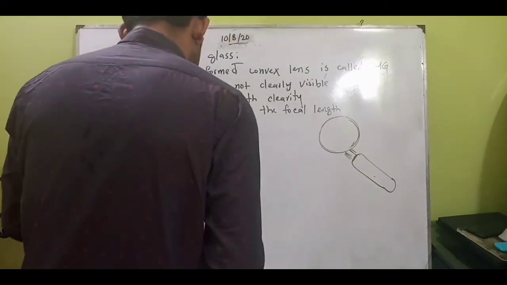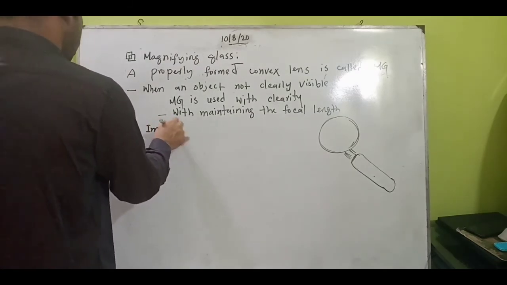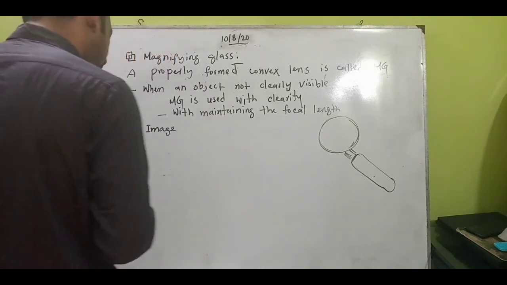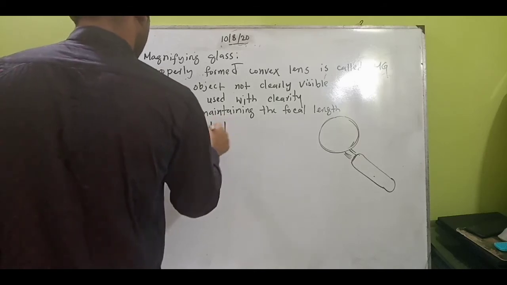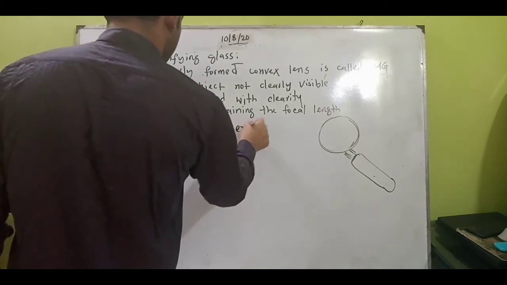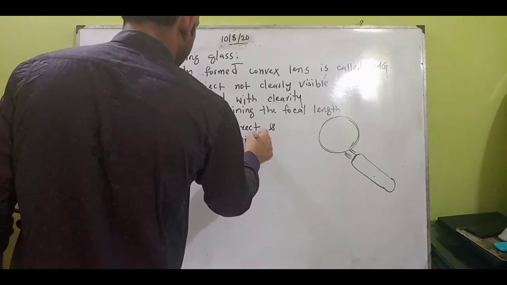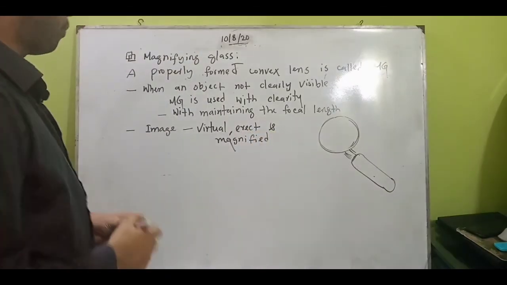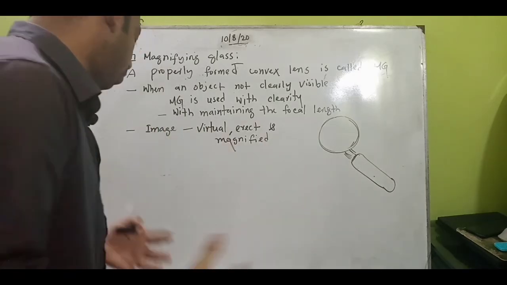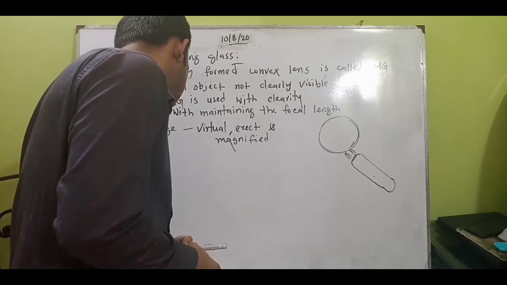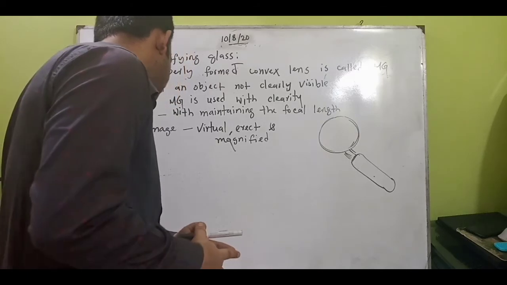Now, what kind of image? Of course, it will be formed virtual, erect and magnified. So the image will be virtual, erect and magnified, large. Of course, this is very important, and we can also write some points about that.